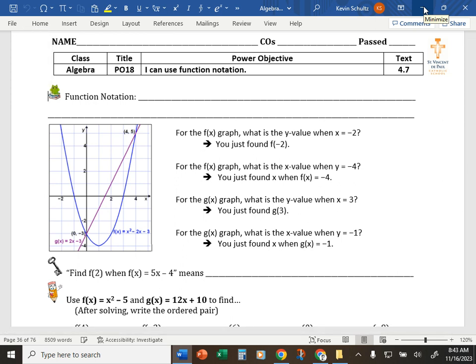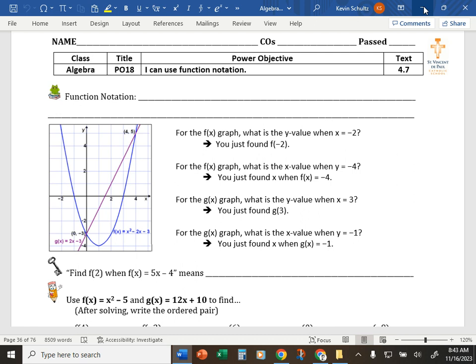So we are at take 2 at PO18. Yesterday, I think we started a bit confused. Hopefully, things were made clear by the time you walked out the door. But a second crack at it today to get questions answered and figure out what exactly function notation is all about. Let's start by defining it.